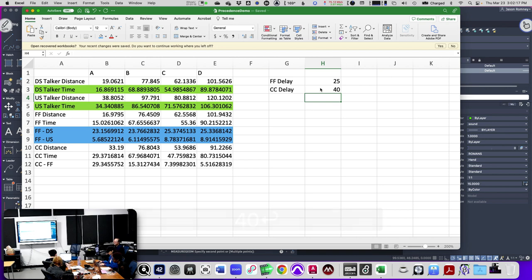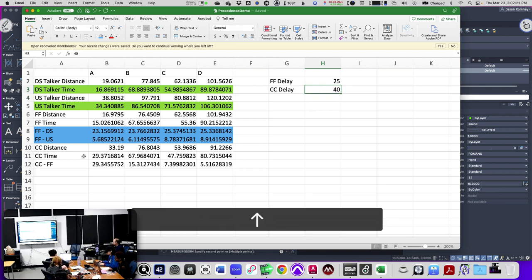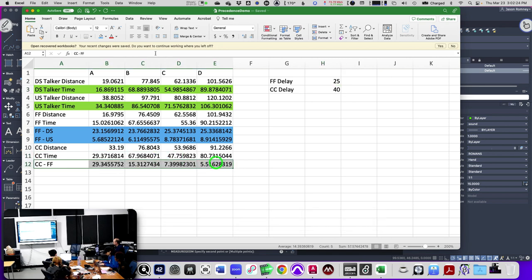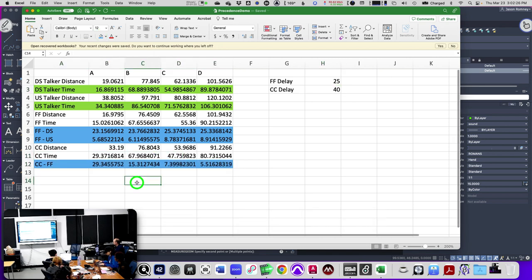40 milliseconds. If I put 40 milliseconds of delay on that center cluster, I get numbers between 5 and 30. Barely. I have zero wiggle room here. But that's okay. The front fill's never going to move. And the center cluster's never going to move. So who cares?